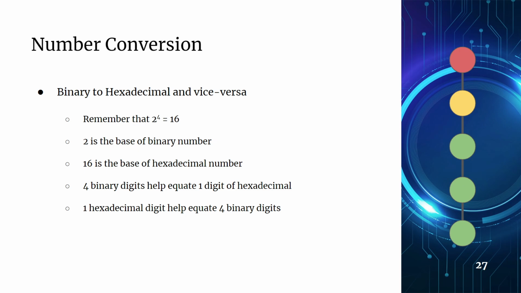Now we have seen working with the decimal, but what about binary and hexadecimal and vice versa? In this case, remember that 2 to the power 4 is 16, so 2 is the base of a binary number and 16 is the base of a hexadecimal number. Well, one thing you can do is convert a given base to decimal and then convert it to the other base.